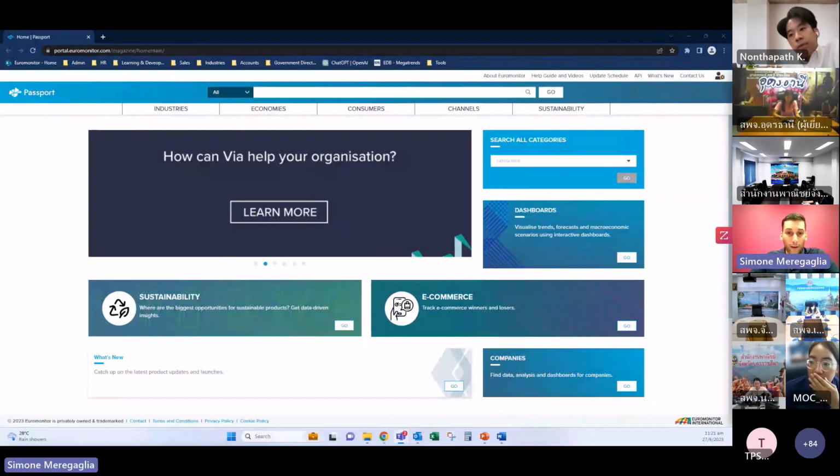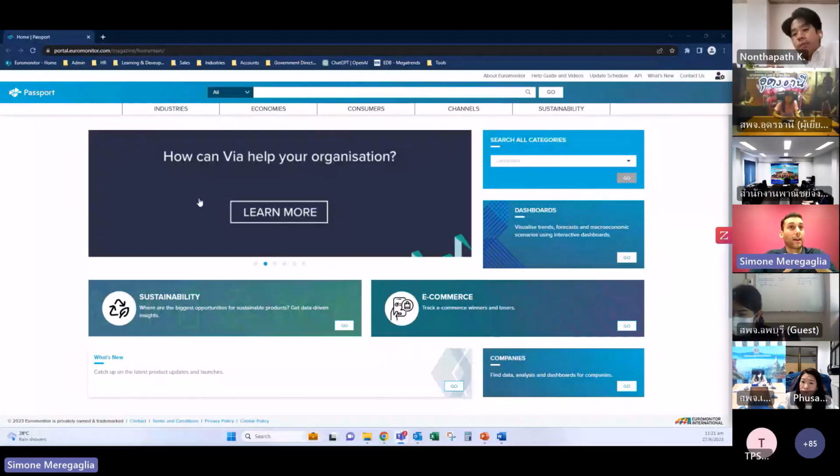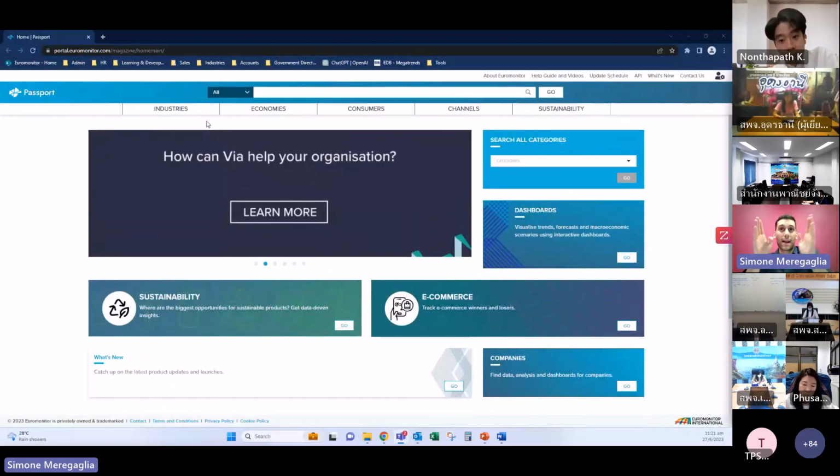Okay, so when you see the Passport database, there are a lot of boxes, a lot of things that might be confusing, but I just want you to understand how we organize information. You see on top, there are 5 pillars. I'm going to present the first 4 pillars to understand how we organize information.